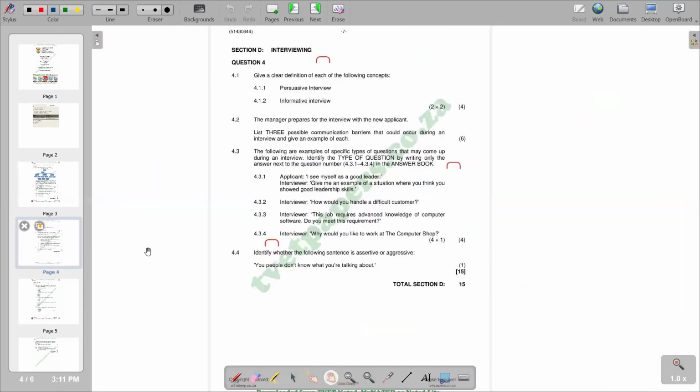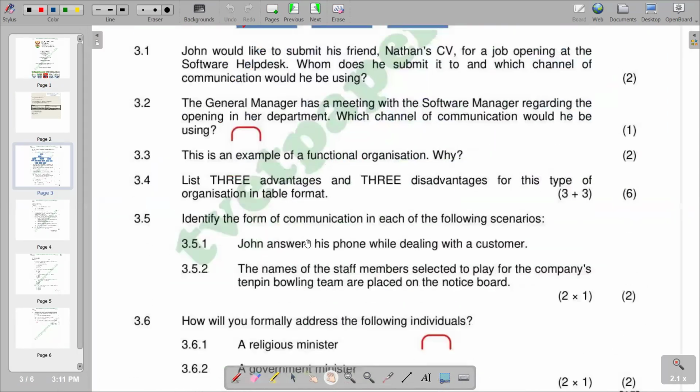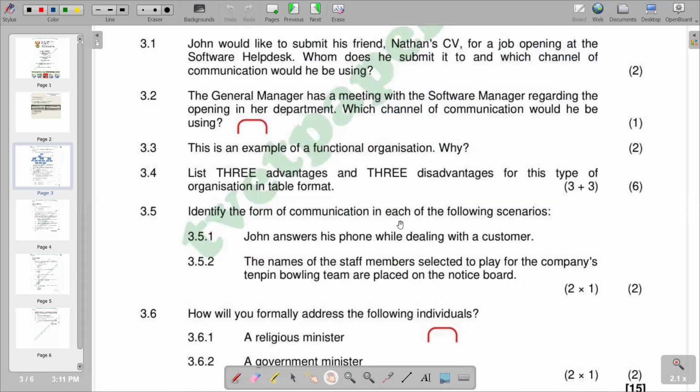Then we move on to the next part of our question, which is now going to be 3.5. Identify the form of communication in each of the following scenarios. We have 3.5.1, John answers his phone while dealing with a customer. The fact is that John is answering his phone, so this is oral communication. John is not engaging face-to-face as he is talking over the phone. So we are saying this is indirect oral communication.